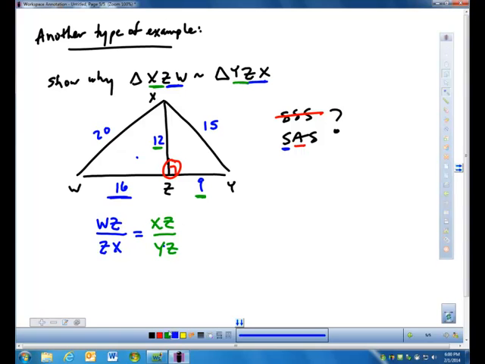And so now I'm just going to plug those numbers in right now. So WZ is 16, XZ is 12.